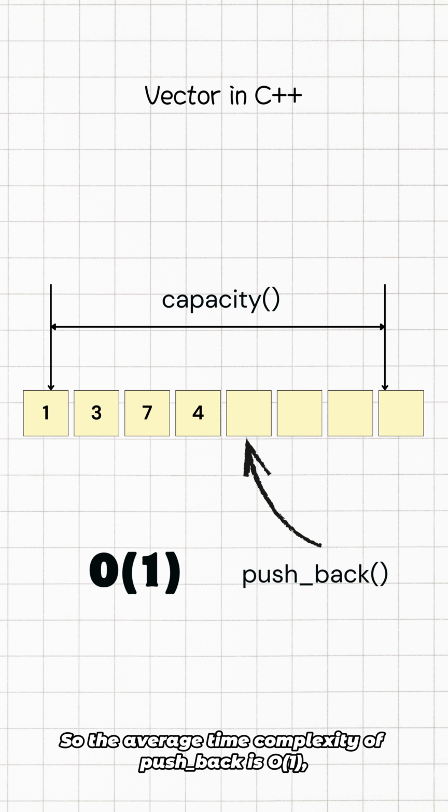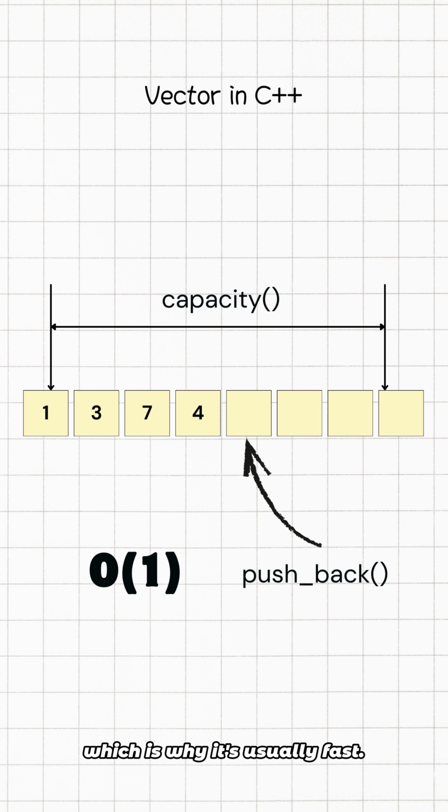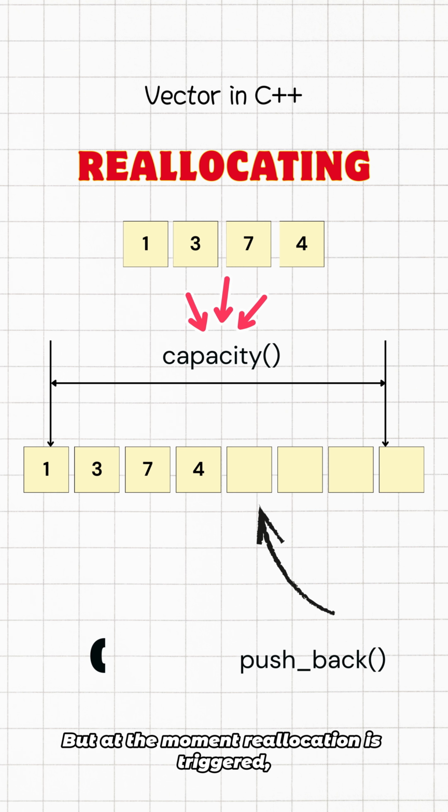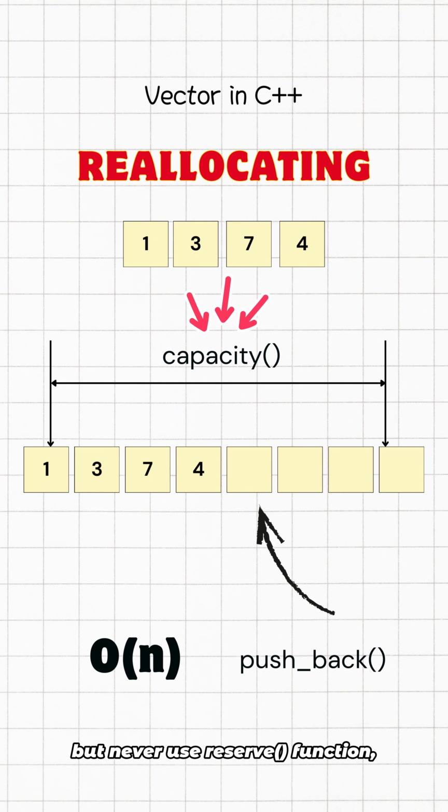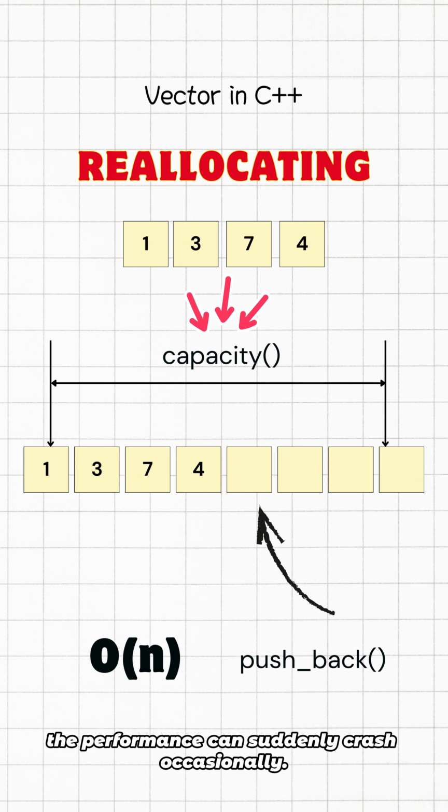So the average time complexity of push_back is O(1), which is why it's usually fast. But at the moment reallocation is triggered, the time complexity will suddenly become O(n). This is also why when you call push_back in large quantities in a loop, but never use the reserve function, the performance can suddenly crash occasionally.